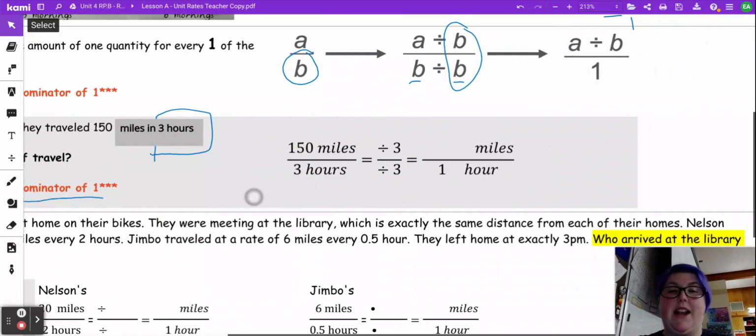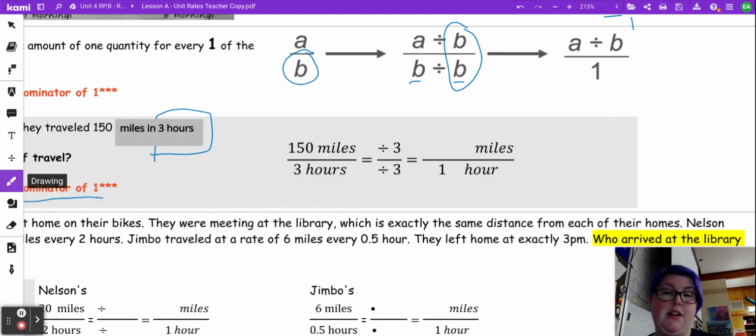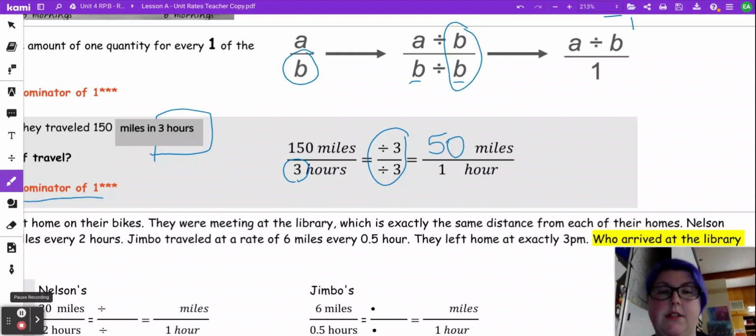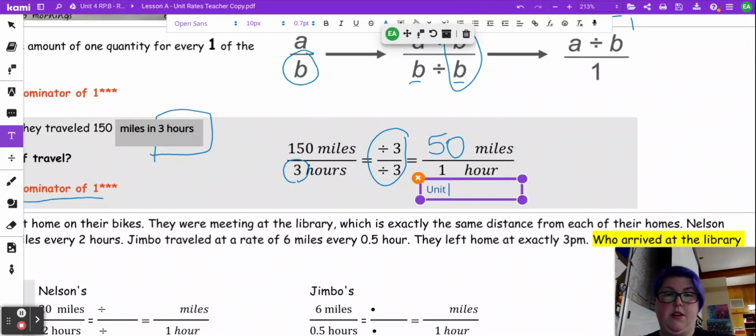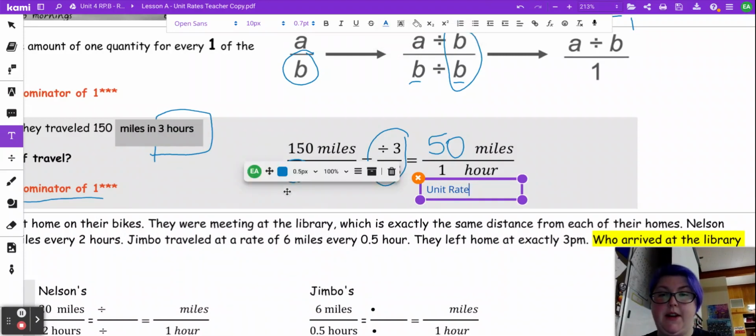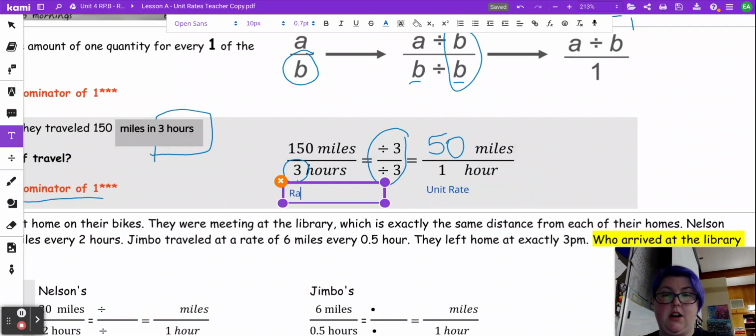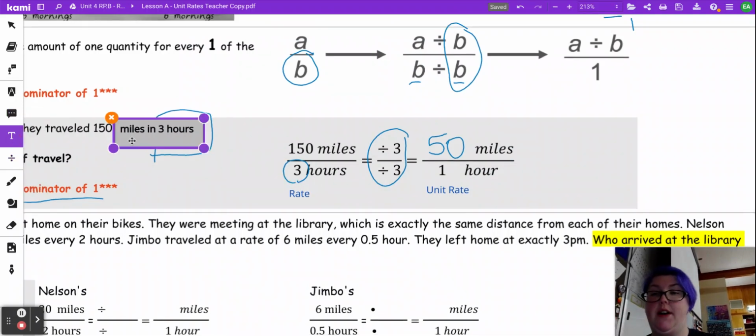So we have it set up here in miles per hour, miles divided by hours. So 150 miles in 3 hours. We need to divide by 3. Just like we show up top, you divide by the denominator. Our denominator is 3. You divide by 3 and you get 50 miles in 1 hour, 50 miles per hour. That is our unit rate. The 150 miles per 3 hours is our rate. So the rate can have any denominator. The unit rate must have a denominator of 1. It must be per 1 something.